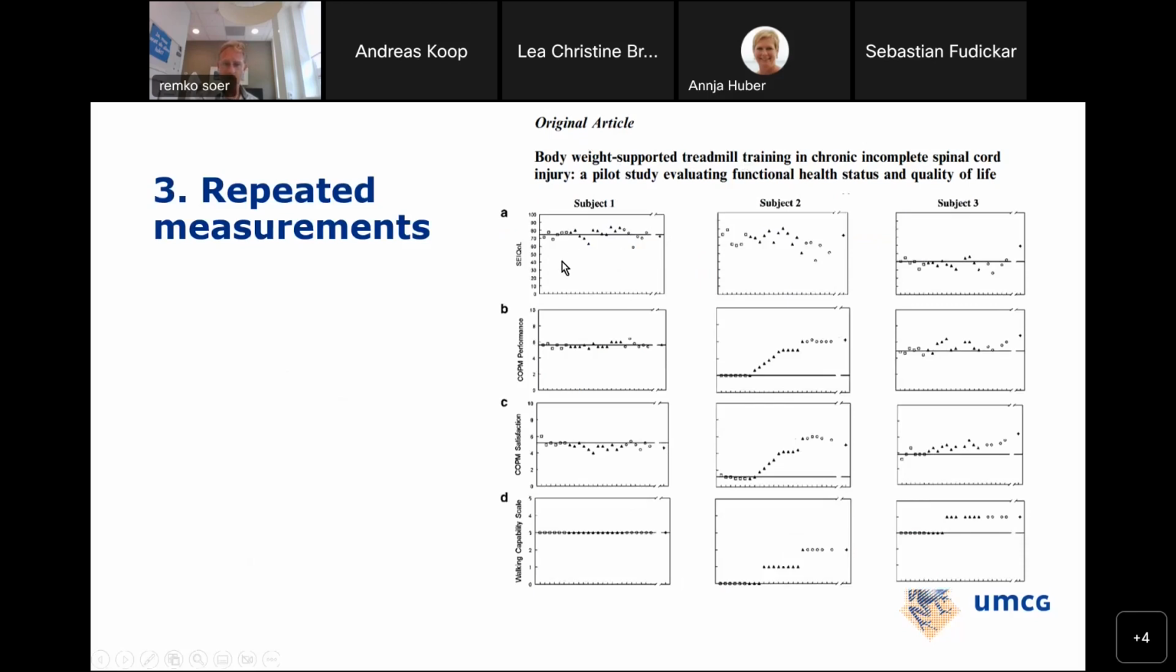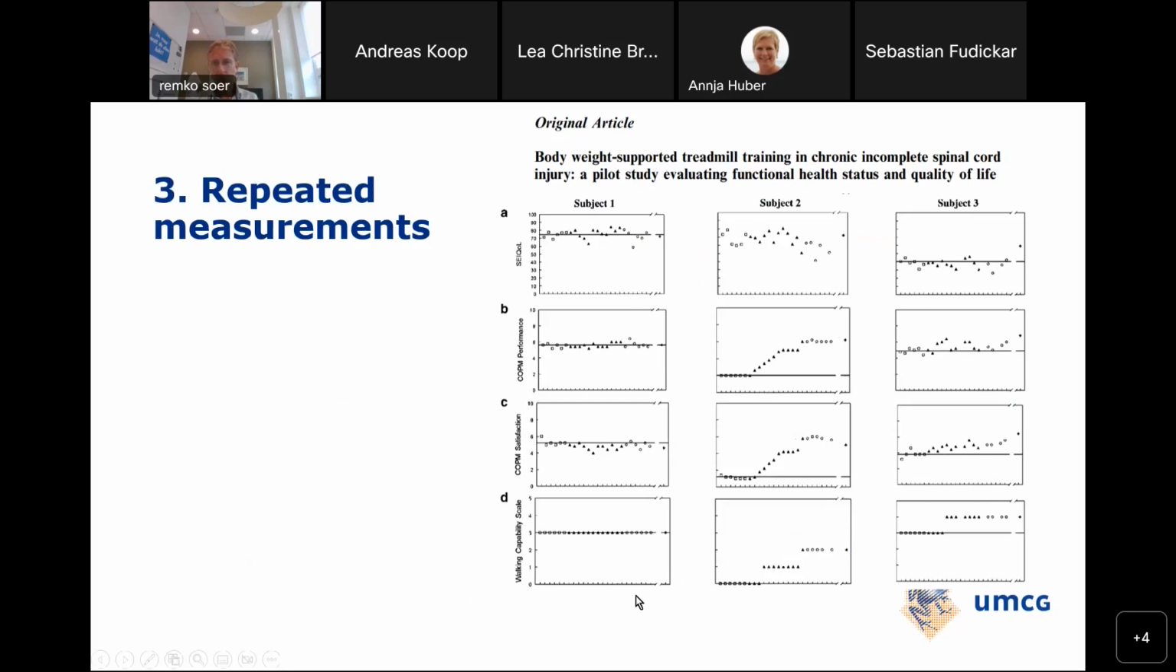They have a baseline, and here they have the intervention. The squares are the baseline, the triangles are the intervention, and the circles are the follow-up, and there's one late follow-up. They looked at this subject's performance on a quality of life index over time, on the Canadian Occupational Performance Measure on performance, so how are you able to perform in your daily activities, on satisfaction, and on walking capacity. So you have a lot of measurements also at baseline.